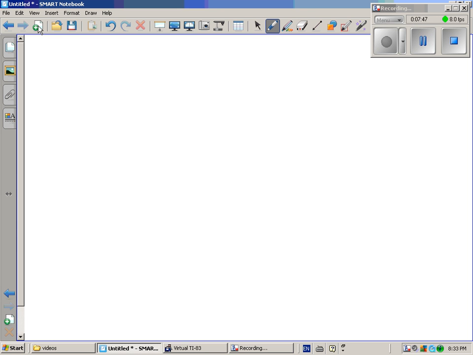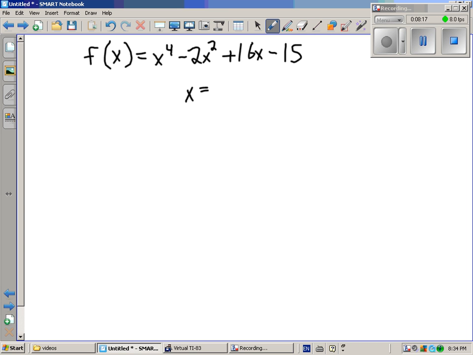No pun intended. Okay, yeah, I did mean that. f(x) is equal to x to the fourth minus 2x squared plus 16x minus 15, sorry. I'm going to go ahead and erase that, minus 15. Now the piece of information that we are given is that x equals 1 plus 2i is a 0.